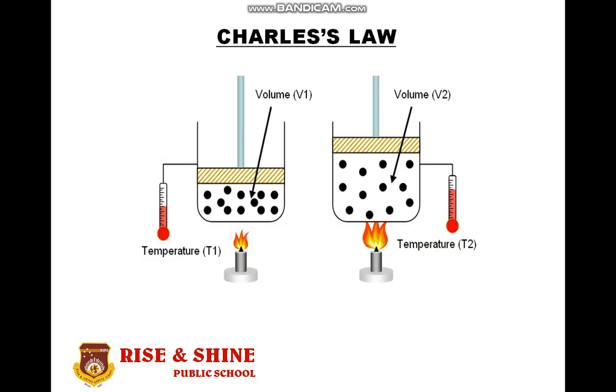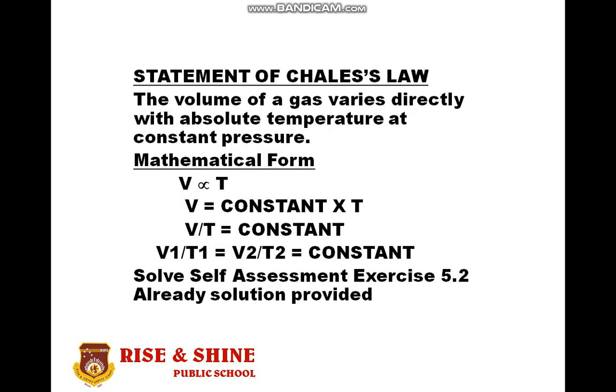Students, observe this diagram. In the first diagram you can observe that the temperature is low, so the volume is also low. But when you increase the temperature, the volume also increases. This is the basis of Charles' law, which we have studied in the previous lecture. So we can define Charles' law: the volume of a gas varies directly with absolute temperature at constant pressure.